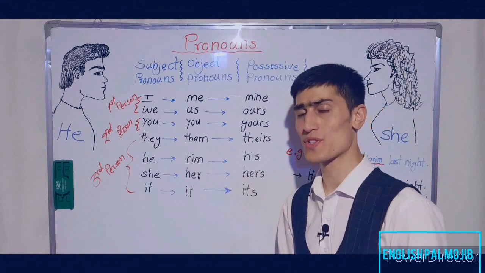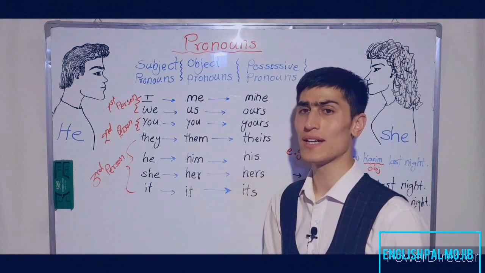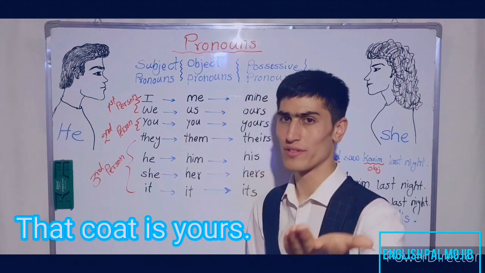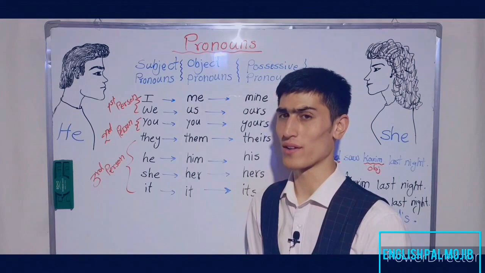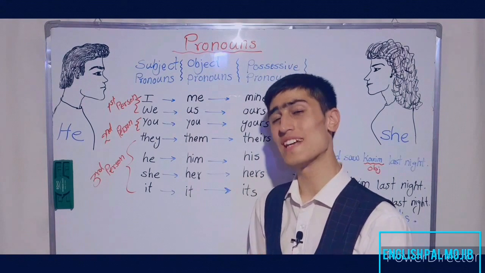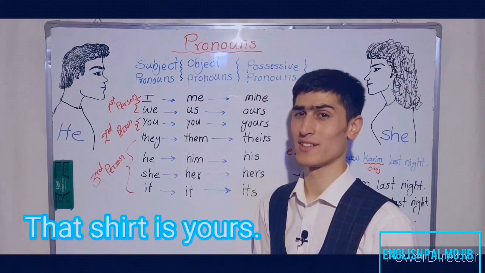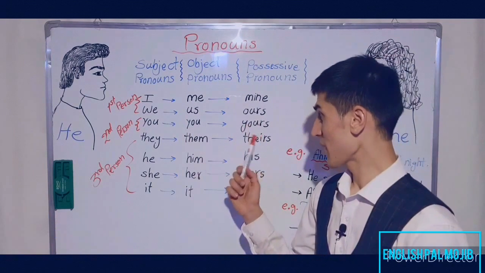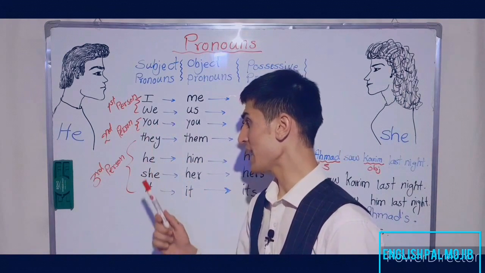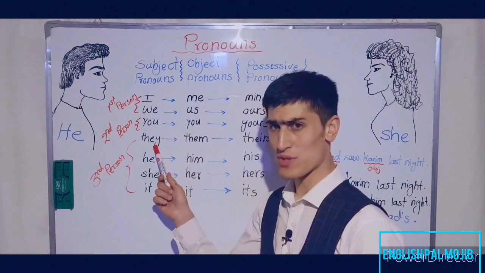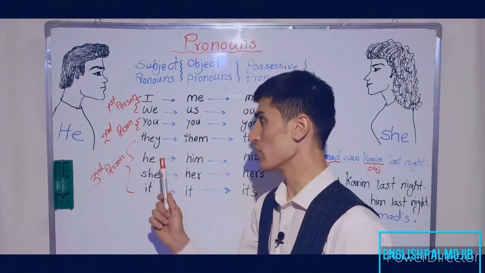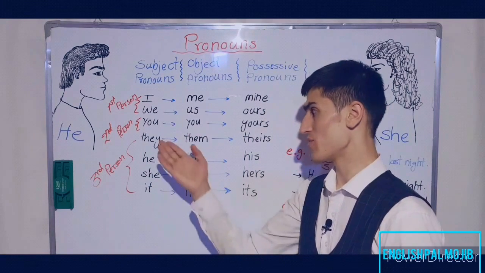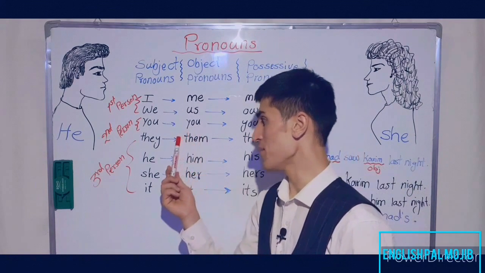Yours shows the position for you. Okay? That coat is yours. If you're wearing a coat, are you? Or that shirt is yours, at least. I'm sure you're wearing a shirt now. Okay? Now then we have they. They, as a subject, is used for plural. I mean for lots of people. I mean more than one person. We use they. And as the object, we use them.